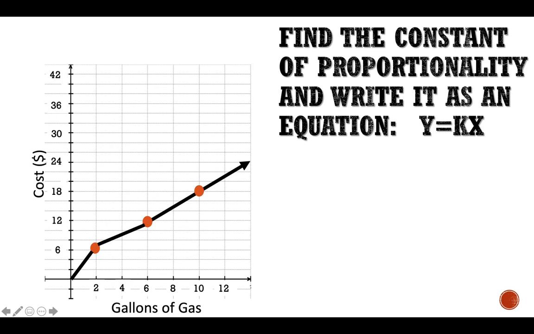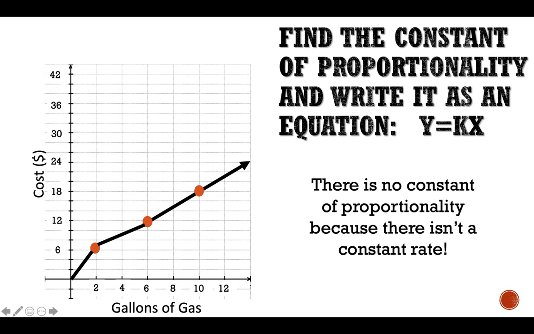Let's look at this first point, 6 over 2. That gives me 3. Well, the next one is 12 over 6. Well, that gives me 2. I had 3 here, 2 here. Are my ratios the same? No. There is no constant of proportionality. This is not going up at a constant rate.